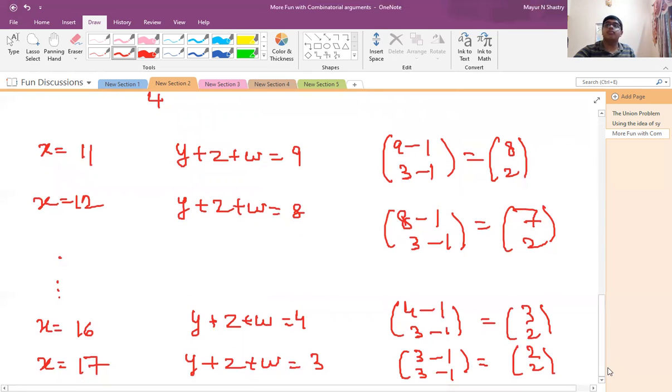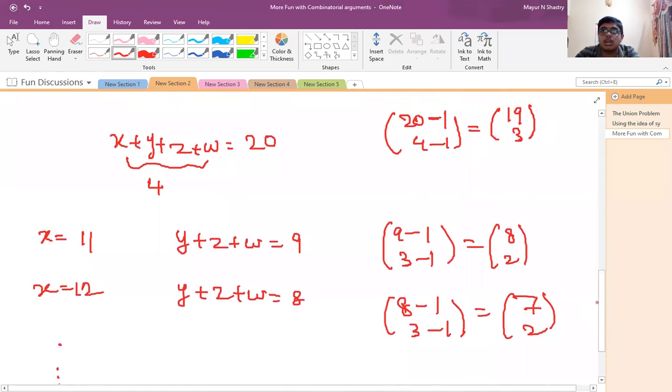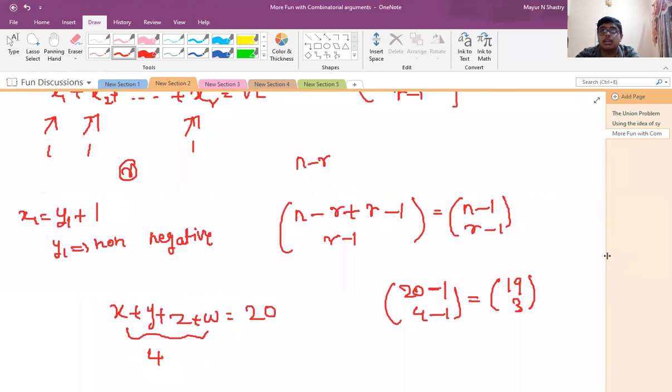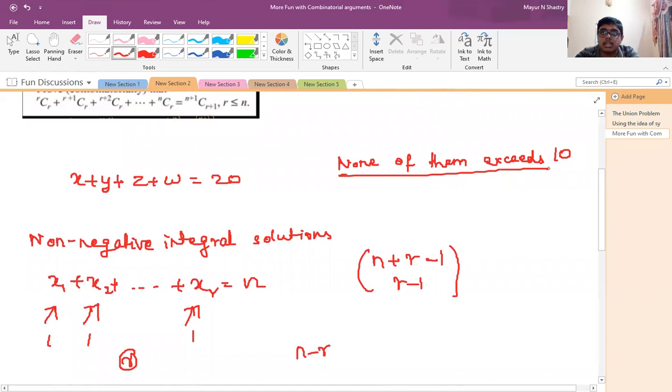So I stop here. Of course, because if x is 18, then y plus z plus w is 2. And the minimum value of each one of them is 3. So there must be at least 3. So we have to stop at x equals 17. So now, these are the overall cases where this condition is failed. Which condition? None of them exceeds 10.